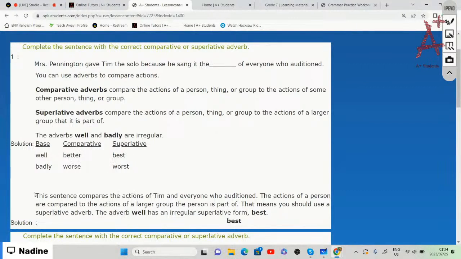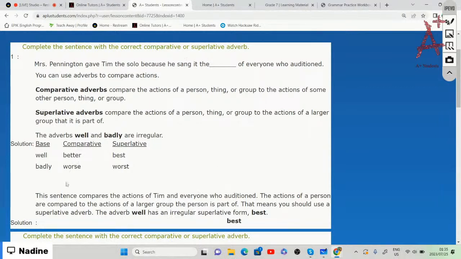And the same with the next one, which is badly. So we don't say badly, badlier, badliest, or we don't say bad, badder, baddest, or baddiest. So we're going to say badly. So I did badly in class. Shannon did worse than what I did. But John, he did the worst in the whole class. You see, so that is how you compare.